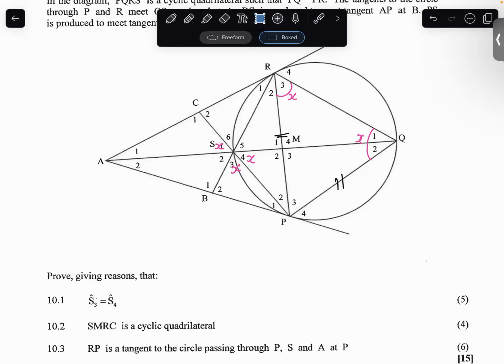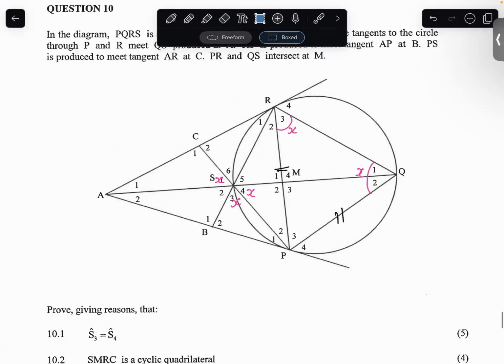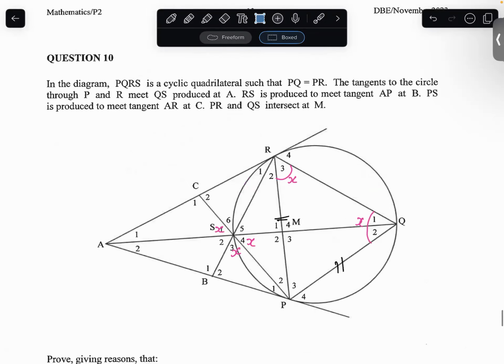Prove, giving reasons, that SMRC is a cyclic quad. SMRC. I'm going to highlight that. That one is a cyclic quad. This one I can see pretty clearly. I don't know if you guys can see it, because there is a lot going on in this diagram.